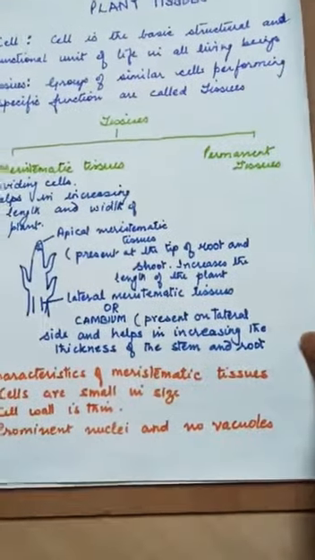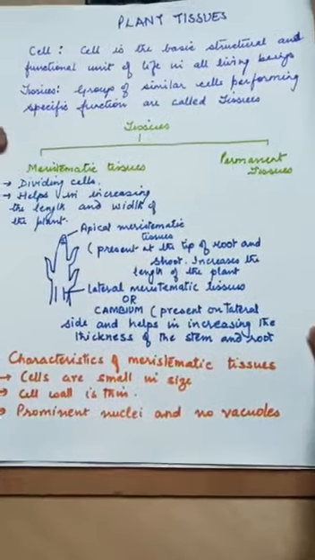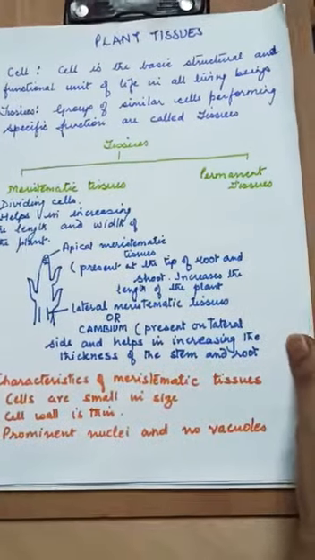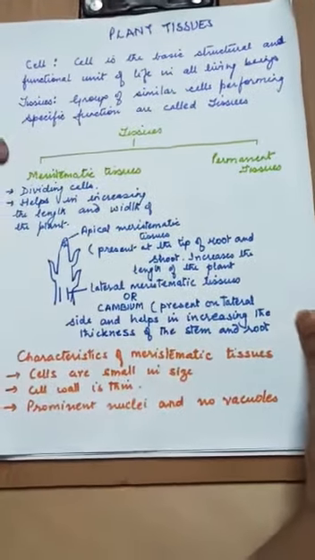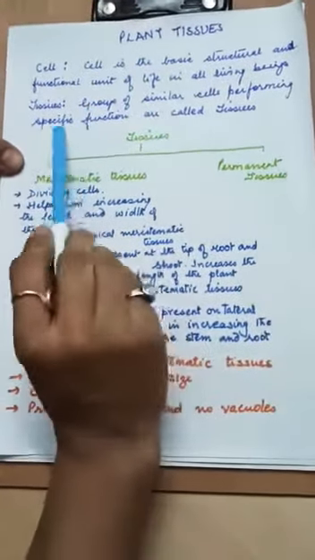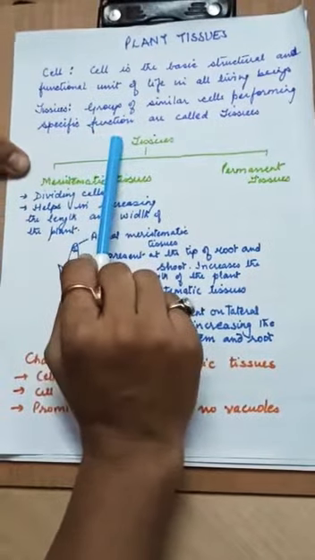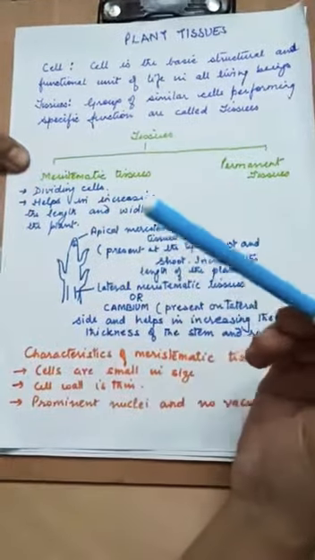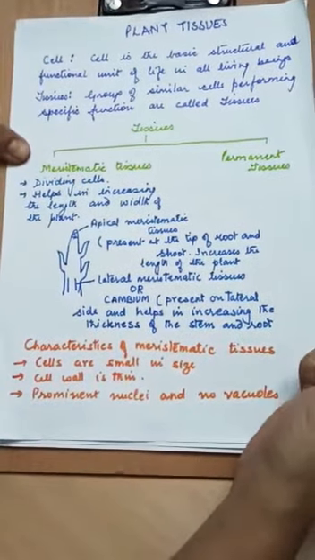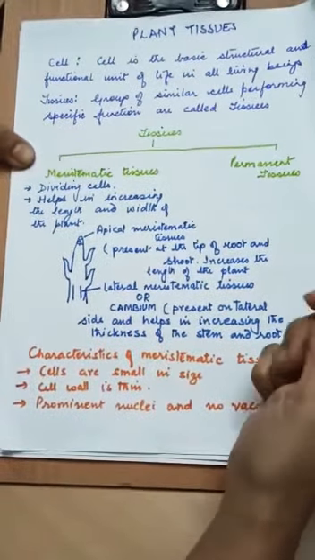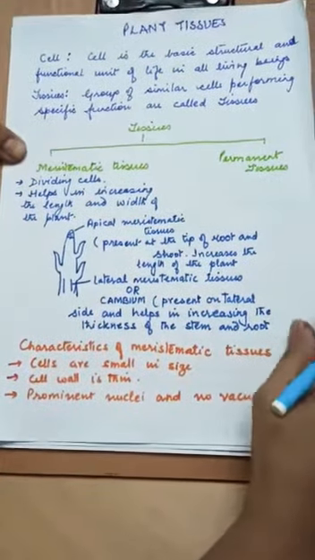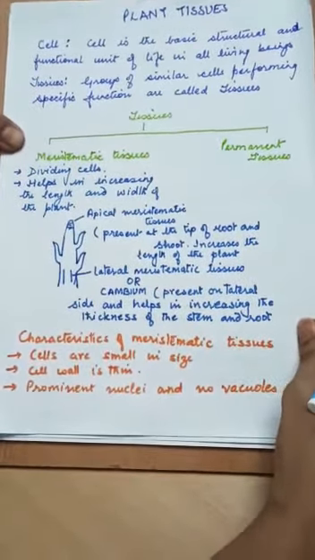Let's start with the first chapter, plant tissue. You all have studied about the cell in the previous class and you all know how to define it. So let's define it once. Cell is a basic structural and functional unit of life of all living beings. And the group of similar cells performing specific functions are called tissues. There are different types of tissue, plant tissues and animal tissues. In this part, we are discussing the plant tissues.